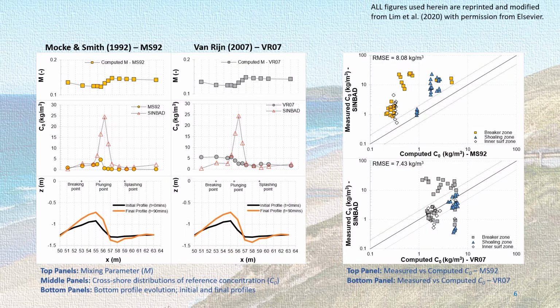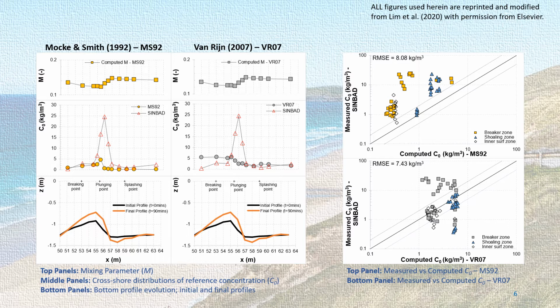Here on the left-hand side we can see comparison plots between computed and measured reference concentration as a function of the cross-shore coordinates. The bottom panel shows the initial and final bottom profiles, indicating significant bar development over the test period. Here x equals 0 is at the wave paddle, in other words the seaward end of the flume, and z equals 0 is at the surface. Notice the breaking point is around x equals 53 meters, plunging point at x equals 55.5 meters, and the splashing point at around x equals 59 meters.